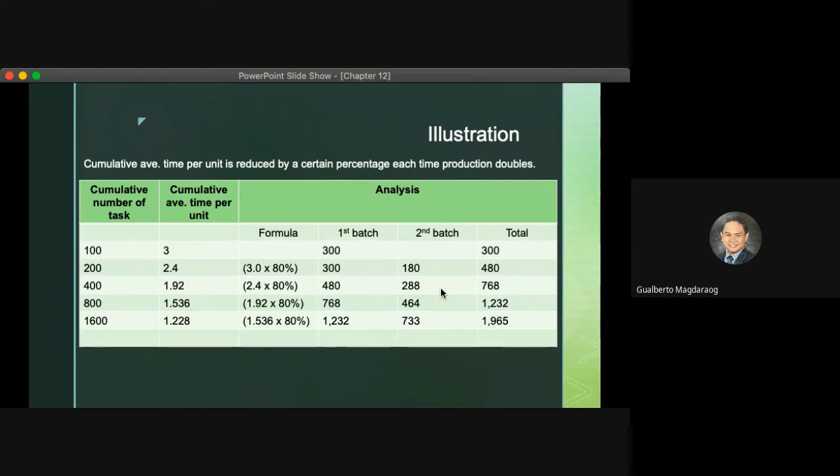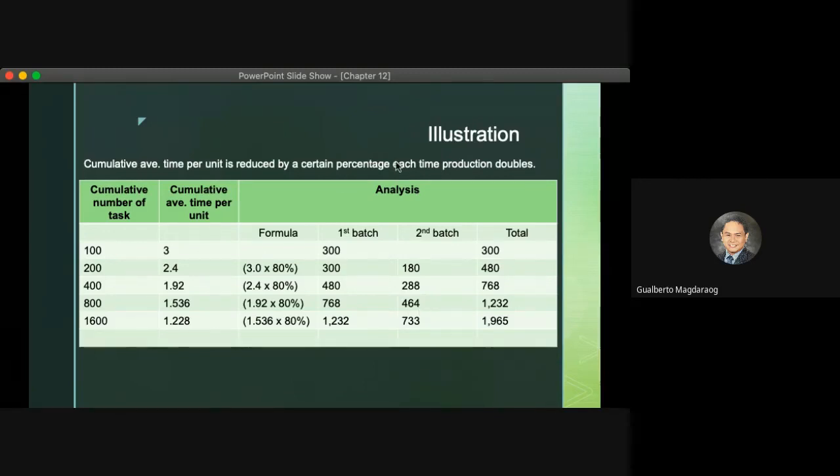Okay? And so on and so on. So multiply it again by 80%. On average, each unit requires 1.536 minutes for a total of 800. That's 1,232. So 1, 2 na yan. Yung first 400 is 768 minutes. Yung second 400 is 464. Okay? Siguro, ang dapat mo lang i-note dito is always doubled.